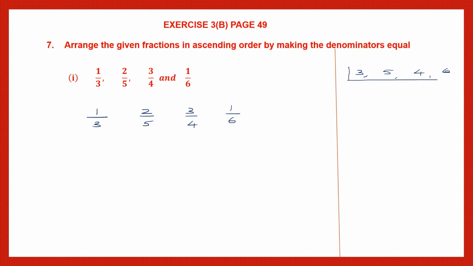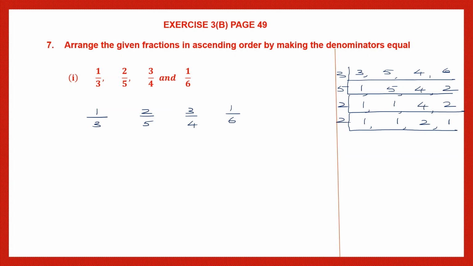Now we can start with 3. 3 ones are 3, 5 is not divisible, 4 is not divisible. Now 3 twos are 6. Now we continue with 5, 1, then 5 ones are 5, 4 and 2 are not divisible by 5. Now we can continue this with 2. So 1, 1, 2 twos are 4, 2 ones are 2. We can continue again with 2, 1, 1, 1 and 1. So now we can find the LCM.